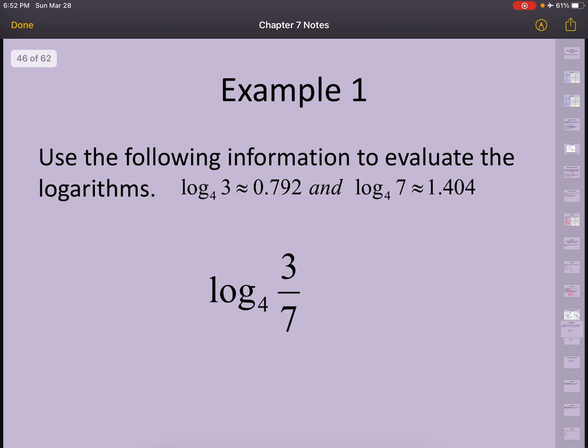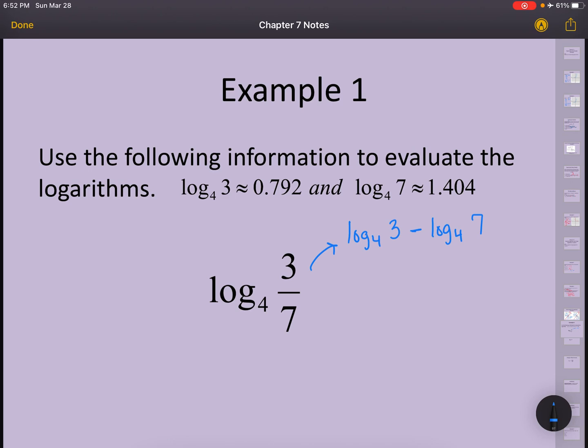Like in example 1, we're going to use the following information to evaluate the logarithms. So they give us that log base 4 of 3 is about 0.792, and the log base 4 of 7 is about 1.404. So with this given information, we can use the quotient rule to split apart this fraction. I'm going to use the logarithm of base 4 of the top, subtracting it from the logarithm of base 4 of the bottom, which was 7. And I split this apart using that quotient property.